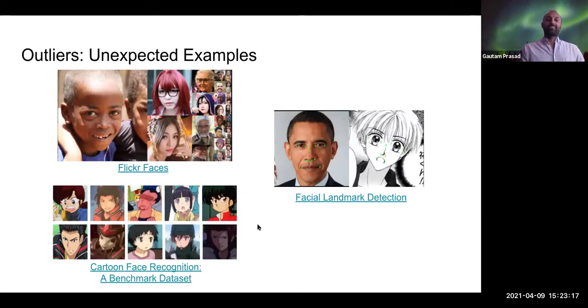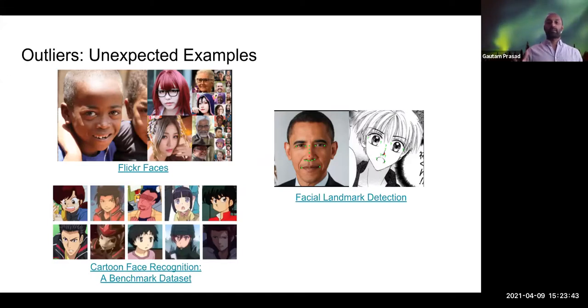Another more subtle case is this example. This is a Flickr data set from NVIDIA on the top left. And then the bottom is a cartoon data set. So oftentimes we might try to get some large data set of human faces, but some of those faces might be cartoons. And that could be a really hard problem to solve because sometimes cartoons can look pretty realistic and filtering through all those faces could be difficult.